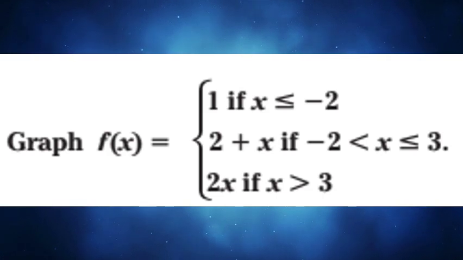So the question here asks, graph f of x equals 1 if x is less than or equal to negative 2, 2 plus x if x is greater than negative 2 and less than or equal to 3, and 2x if x is greater than 3.